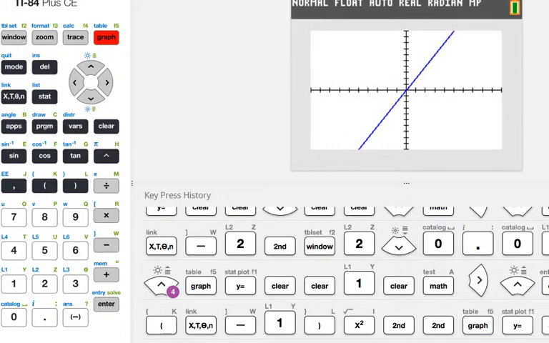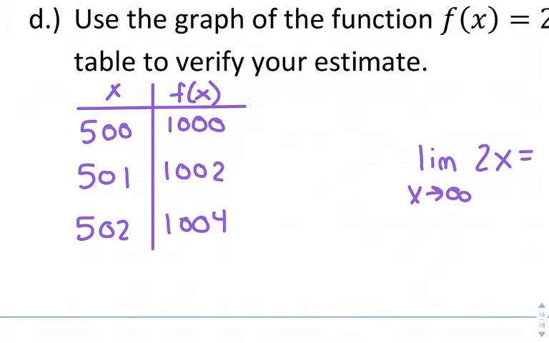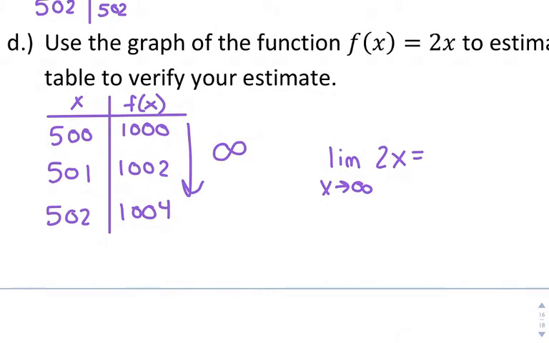So as x value is approaching infinity, I notice my y values keep getting larger and larger. So again, I looked at that graph and then the table. I typed in 500 again. When x was 500, y was 1,000. When x was 501, y was 1,002. When x was 502, y was 1,004. So if you notice, your y values keep getting larger and larger, which means it's going to approach infinity because it's not going to stop growing.